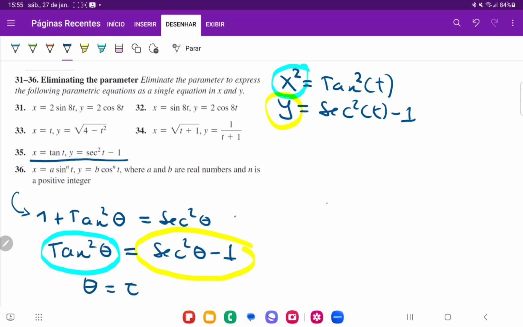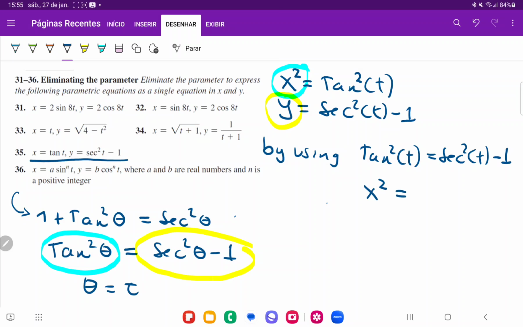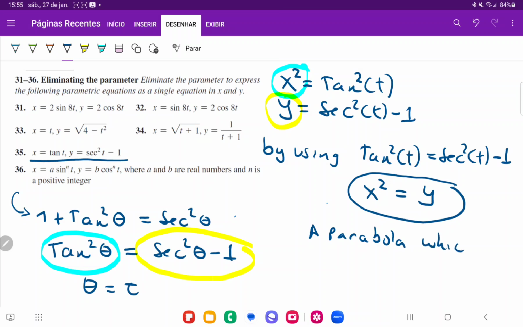So what that means is, by using the identity that tan squared of t is equal to secant squared of t minus 1, we get that x squared, which is tan squared, is going to be equal to y, which is the same thing as secant squared of t minus 1. So this over here is our equation, and this is a parabola which opens upwards.